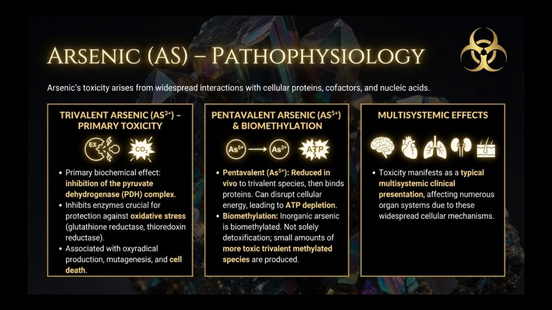Exposure to arsenic in this form is associated with the production of reactive oxygen radicals, which can lead to mutagenesis and cell death. In its pentavalent form, arsenic, also known as arsenic 5, includes arsenate and methyl arsenicals. These compounds are often reduced within the body to trivalent species, which then bind to proteins, interfere with enzymatic functions, or increase oxidative stress. Arsenate can also disrupt cellular energy production by substituting for phosphate during phosphorylation reactions, resulting in depletion of adenosine triphosphate, the cell's energy currency.